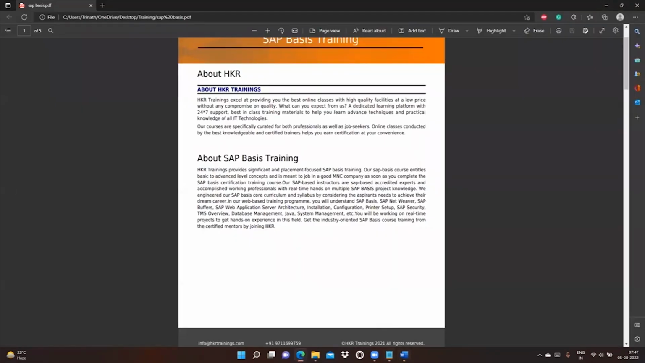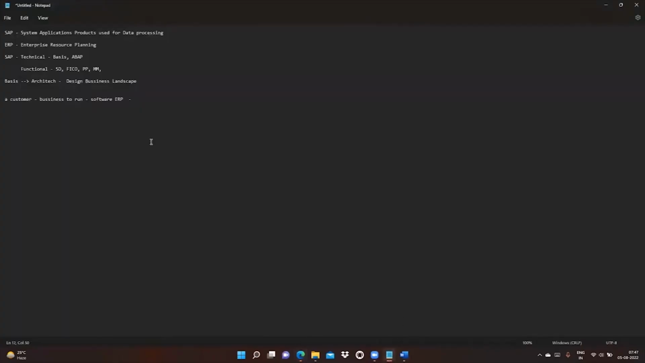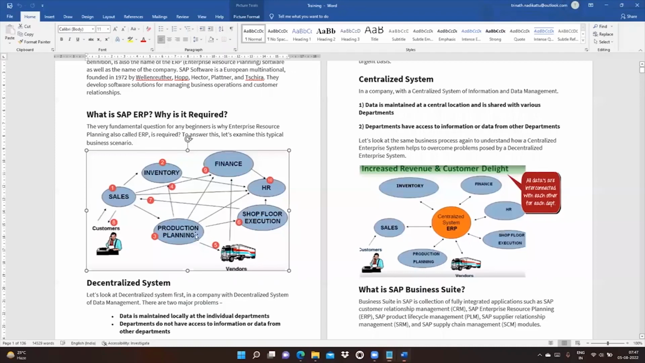Are you clear, or do you require any other information about it? So ERP, just think that ERP is a business software. And do you understand this particular thing, how business runs?